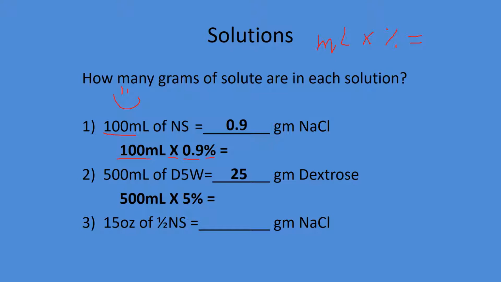For the third problem, we just have to convert these English units, ounces, into mLs. One ounce for us is 30 mLs, and half NS is 0.45%. So 15 ounces will equal 450 mLs. Just multiply that by the strength of half NS. So about 2 grams of salt dissolved in 15 ounces of half NS.